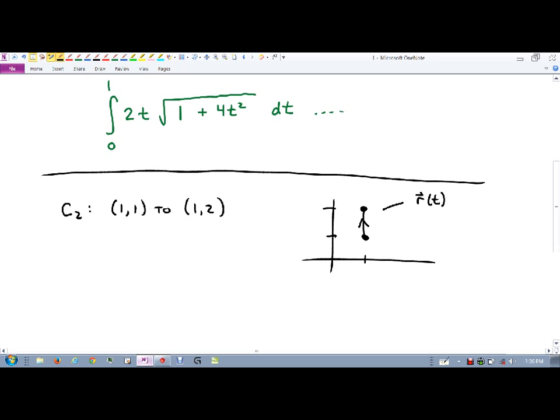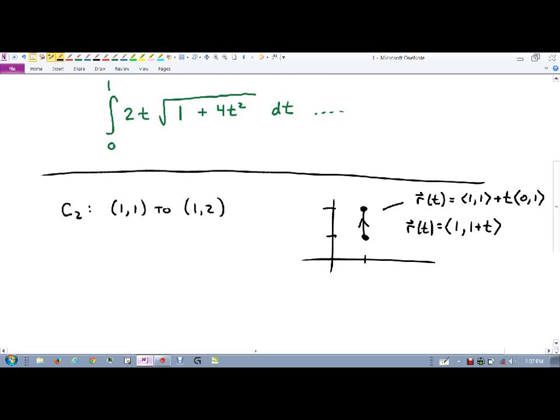R of t equals, where's my r naught? 1, 1, because I want to start here, don't I? So 1, 1, I'm going to write that as a vector, 1, 1, plus t times v. What's v? The direction vector, which is this point take away this point. So what would that give me? 0, 1. And when I put those together, r of t equals 1, 1 plus t times 0, 1.